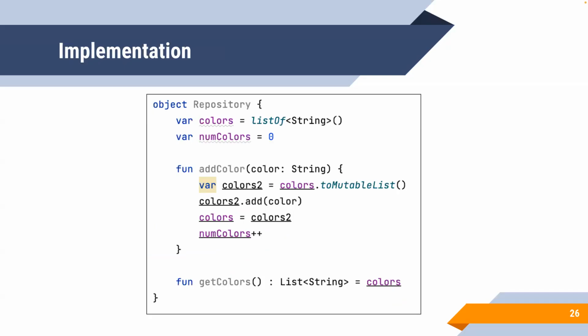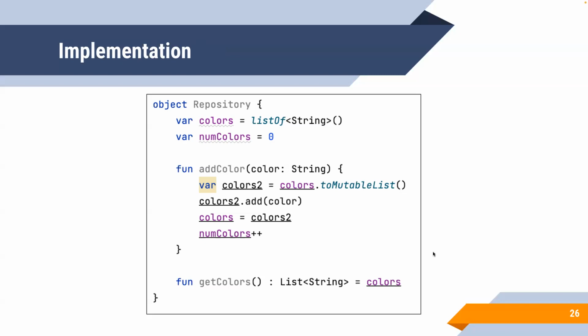Okay, so in Kotlin, it's very easy to create a singleton. All you need to do is use the object keyword. So here I'm creating a repository of all my favorite colors. And I want to be able to use this throughout the app. Maybe I have a favorite colors app, I guess. But I have a list of colors, and then I'm also saving the number of colors that I like.